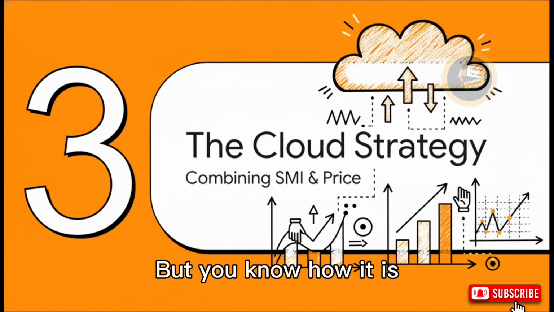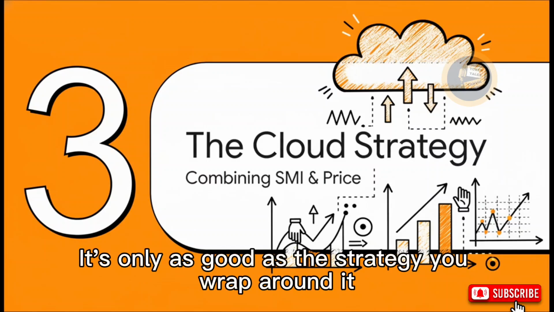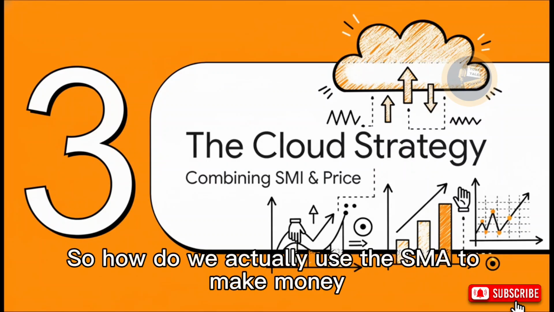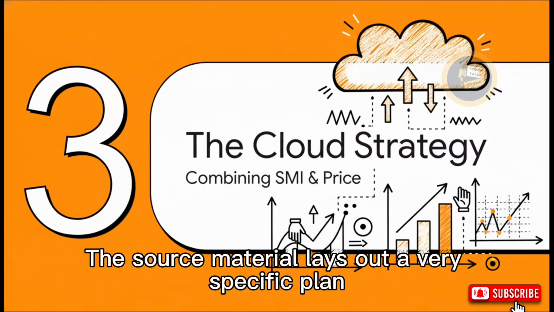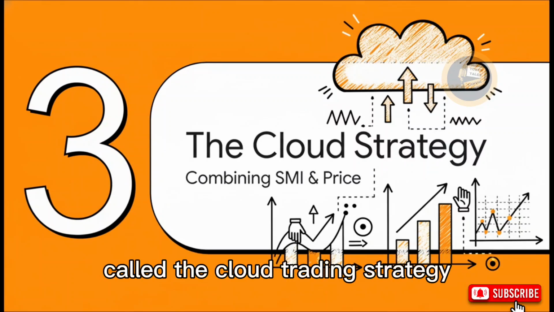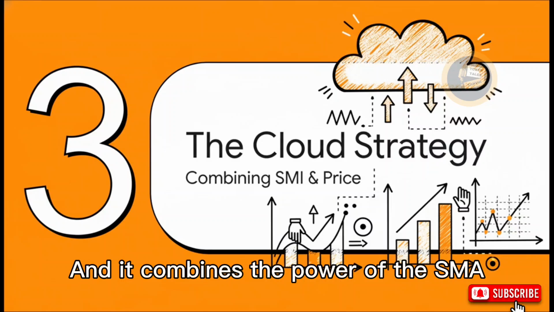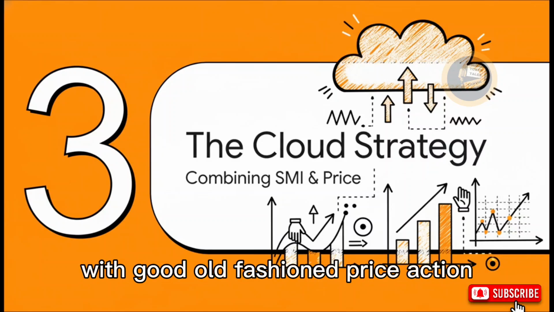But you know how it is. An indicator is just a tool. It's only as good as the strategy you wrap around it. So, how do we actually use the SMI to make money? The source material lays out a very specific plan called the Cloud Trading Strategy, and it combines the power of the SMI with good old-fashioned price action.